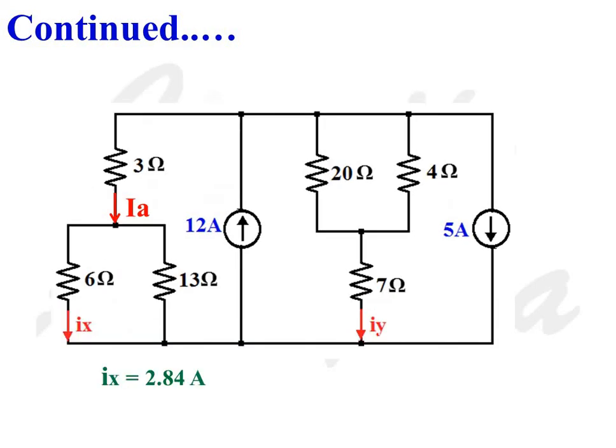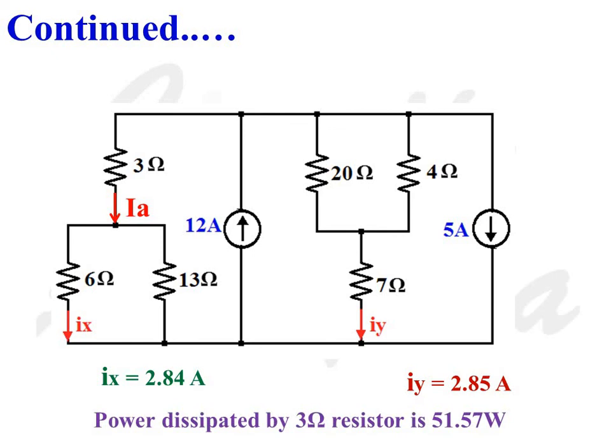So Ix is equal to 2.84 ampere, Iy is equal to 2.85 ampere and power dissipated by 3 ohms resistance is 51.57 watts.